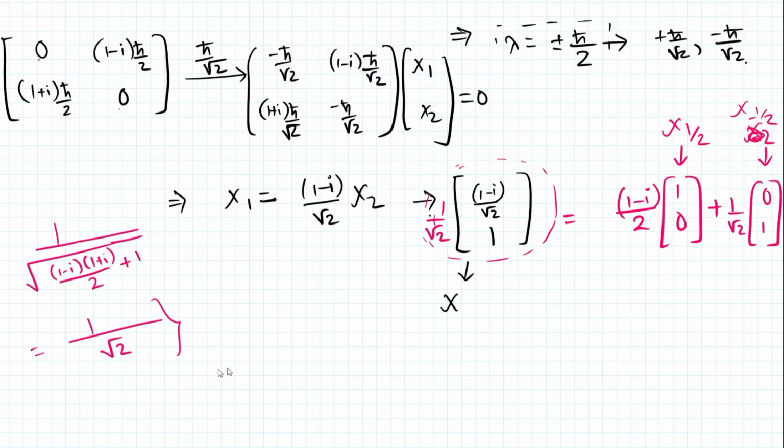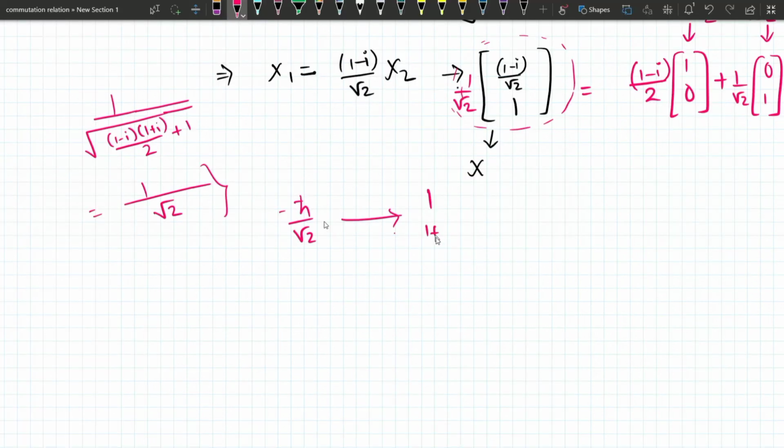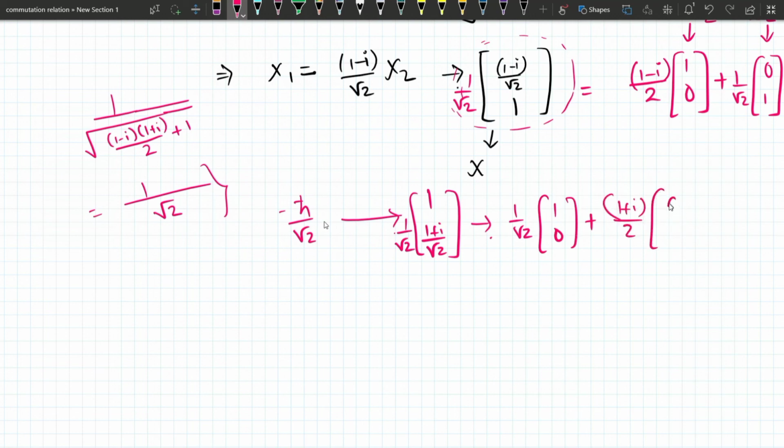Now similarly you can find the eigenvector or eigenstate for minus h cut over root 2. So what will be that? So for minus h cut over root 2, 1 plus iota over root 2, this, and here is 1 by root 2. So this, I can write this also like this, 1 over root 2 into 1 0 plus 1 plus iota divided by 2 into 0 1.